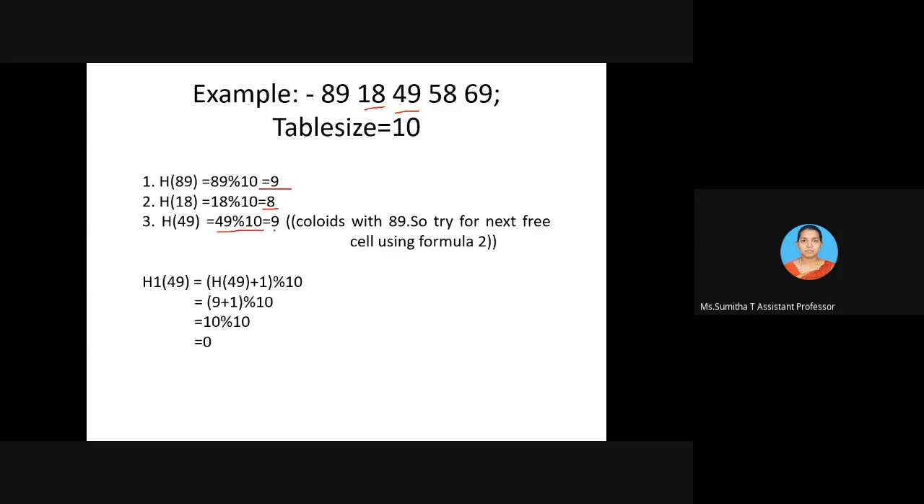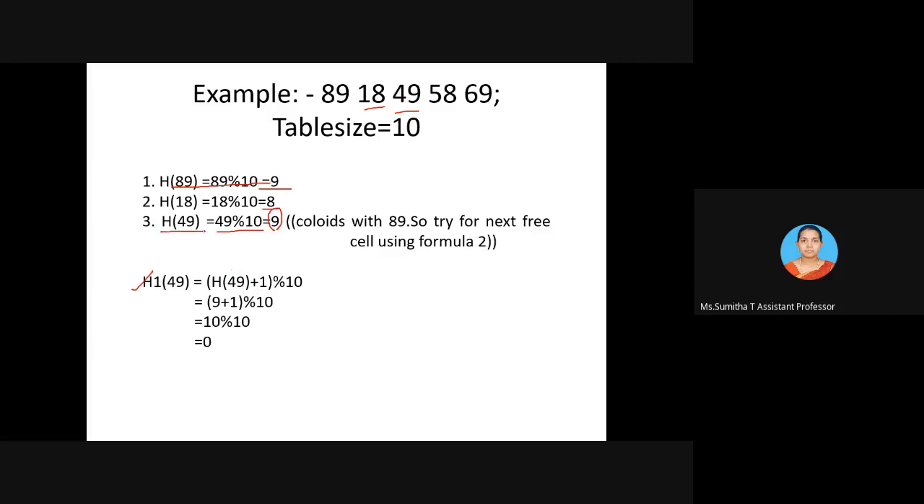So the answer is 9. Already we have one element in the ninth position, that is 89. Again, the 49 also needs to be inserted into the same position. So what is meant by that? This is called collision. So for that we have another technique, that is linear probing. With the help of linear probing we can go with linear insertion, we just add one to the particular element.